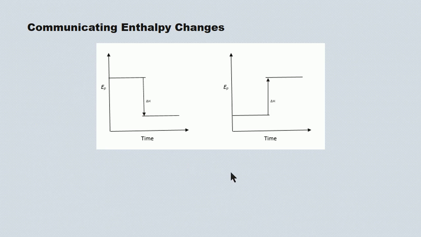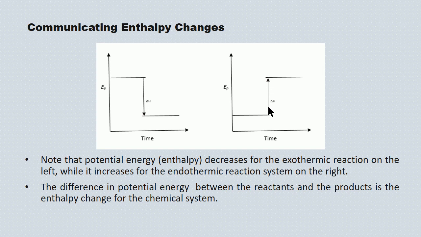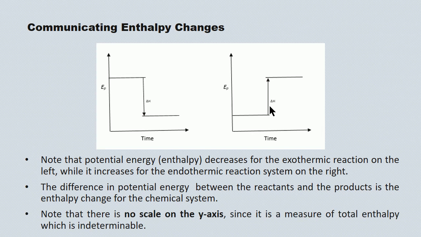Here we have 2 general potential energy diagrams. The one on the left shows a decrease in enthalpy, representing an exothermic chemical reaction. The one on the right shows an increase in enthalpy, representing an endothermic chemical reaction. And of course, the downward arrow on the left graph represents the loss in enthalpy of the chemical system, whereas the upward arrow on the right graph represents a gain in enthalpy of the chemical system.